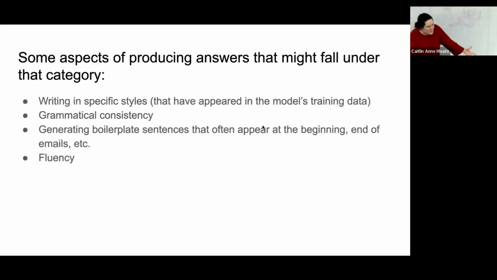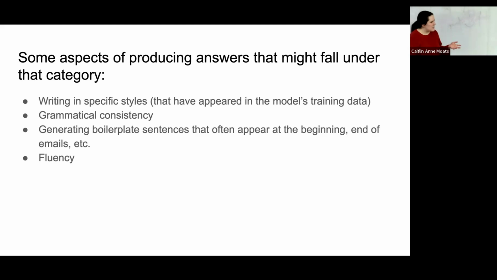What are some aspects of producing answers that fall under this category? Well, writing in specific styles, first of all. If I'm speaking in classic pseudo-Shakespeare, then the probability of "thou" appearing relatively soon is a lot higher than it is in my normal speech. So the key thing here is that these have to have appeared in the model's training data in order for the model to have actually absorbed anything about the style.